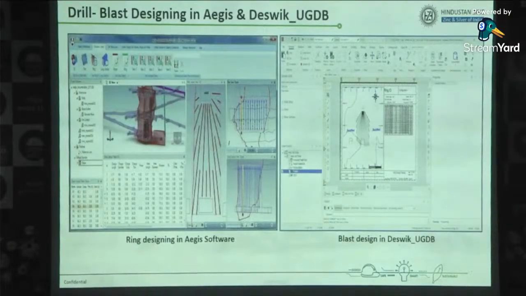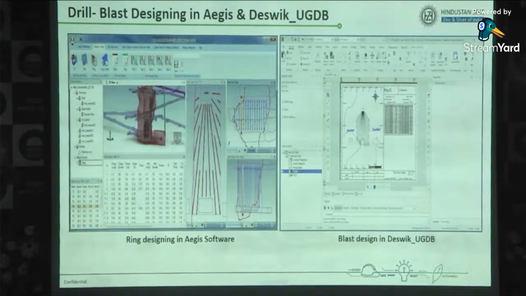Then drilling and blasting design. We are using two softwares for drill and blast design: first is Aegis and second is Deswik. In Aegis software, while designing a stope or a drill design, you need four types of files basically. First is mining boundary, second is ore body, third is center line of drill level, fourth is development, whatever development you have executed. These four files you will require while designing in Aegis. And the fifth one is structural modeling, whatever data you have got from the structural model, that will be required in Aegis software.